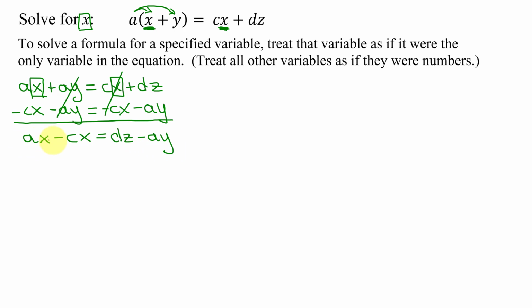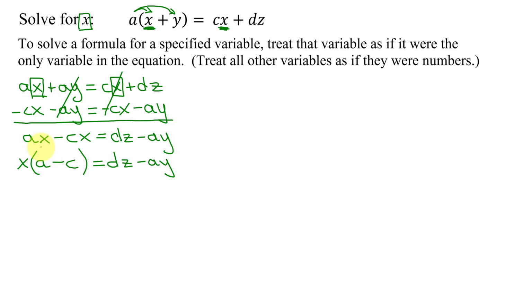So now I just need one x, and what we have to do is factor out the variable we're looking for, the x. If you factor an x out of an ax, it's going to leave a, minus factor an x out of a cx, it's going to leave c. So I have x times a minus c equals dz minus ay.